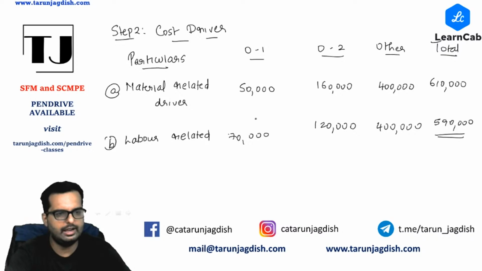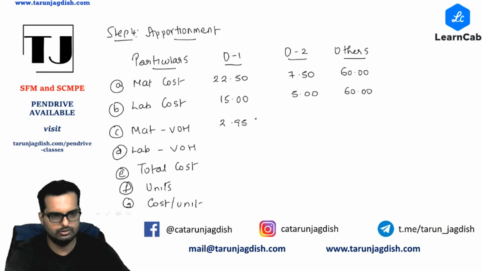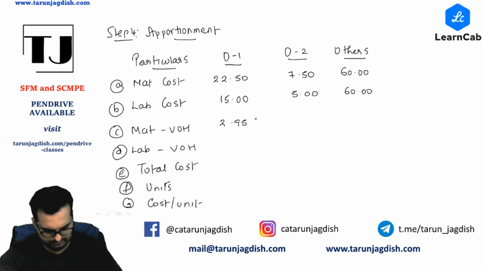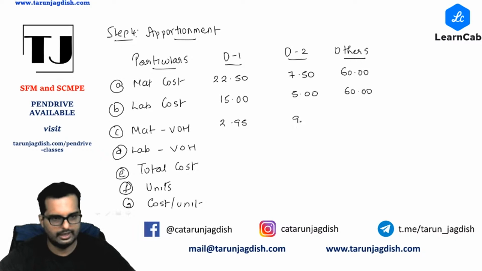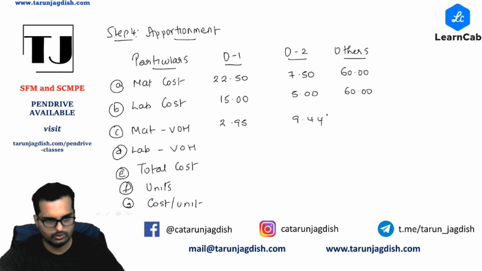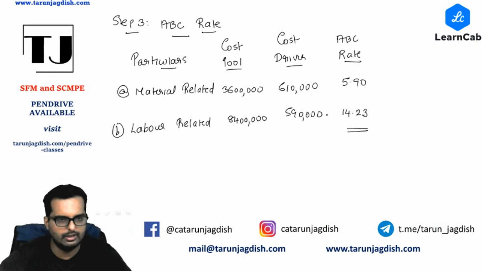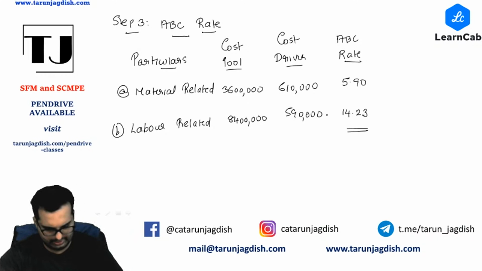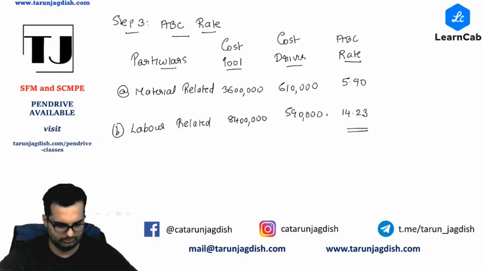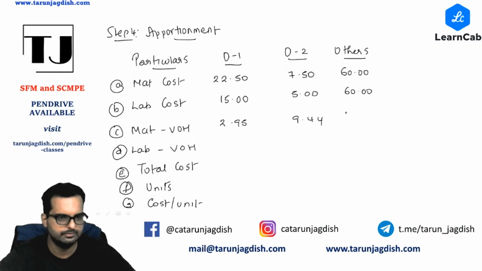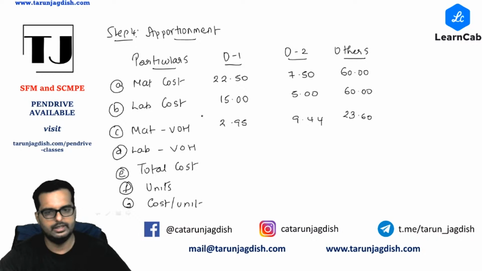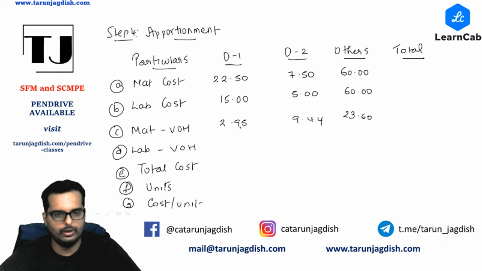It is going to be 1,60,000 into 5.9. I'll get the answer as 9,44,000. Others in the same way would turn out to be 4 lakh into 5.9, which would be 23 lakh 60,000. Alright. I'll just take the total over here. So this is for material variable overhead.